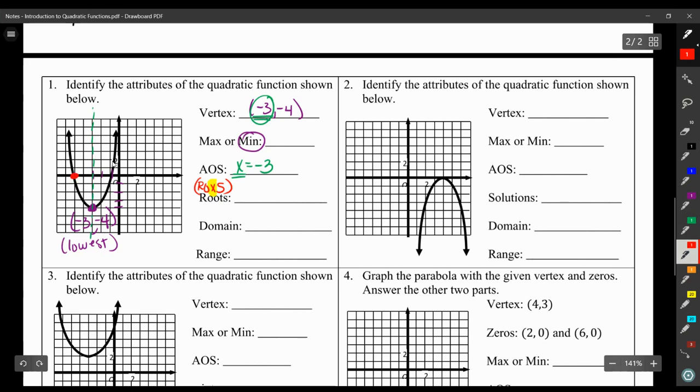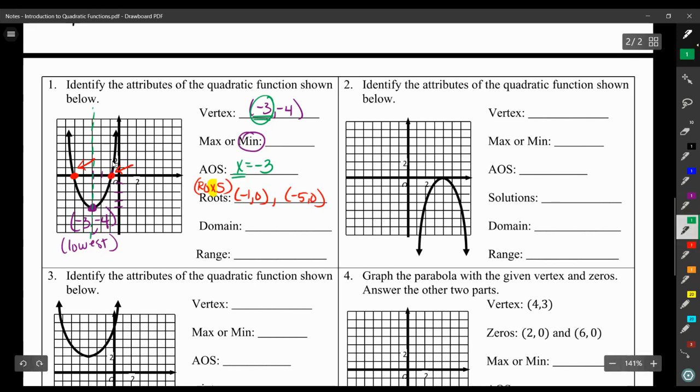So we actually have two x-intercepts in this case. And so we're going to need to write two coordinate points. -1, 0, that's this guy right here. And also this coordinate here at -5, comma, 0. So there's two roots for this one.